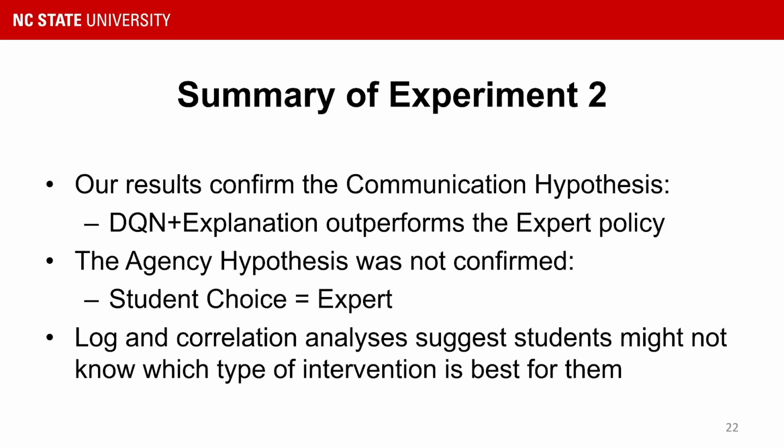In summary, we conclude that our results confirm the communication hypothesis since DQM plus explanation outperformed the expert policy in experiment 2. However, we could not confirm the agency hypothesis, since no significant difference was found between the student choice and the expert groups in terms of post-test scores. Finally, our log and correlation analysis suggests the students might not know which type of intervention is best for them. And that could be the cause why the student choice group did not outperform the expert group, but more investigation is necessary in this matter.